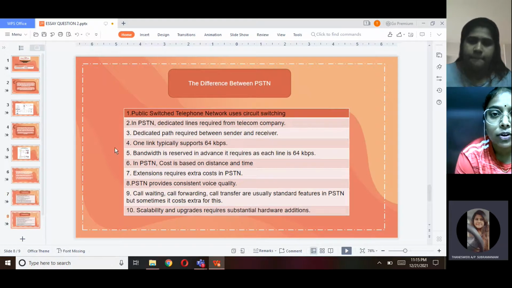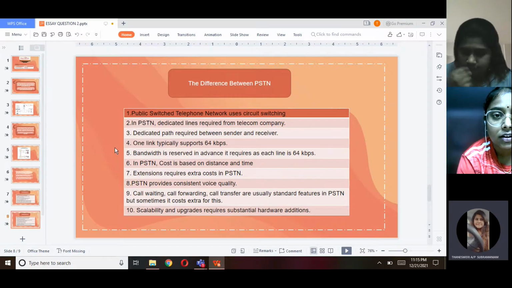The differences of PSTN, the public switched telephone network. First, the public switched telephone network uses circuit switching. Second, in PSTN, a dedicated line is required from the telecom company. Third, a dedicated path is required between sender and receiver. Fourth, one link typically supports 64 kbps.